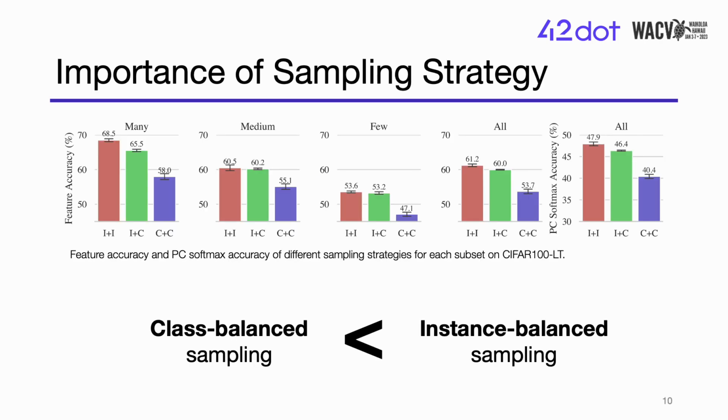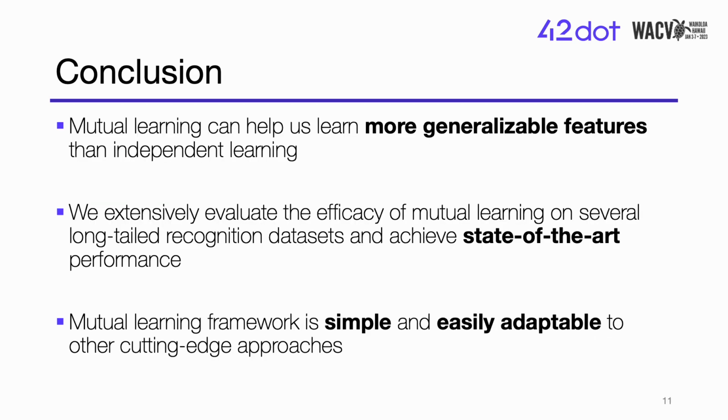In independent training, it has been shown that using instance-balanced sampling produces better representations than using class-balanced sampling. We discovered that this also holds for the collaborative learning framework. We can observe that the sampling strategy which only uses instance-balanced sampling achieves higher overall feature accuracy than those that use class-balanced sampling. Our research shows that mutual learning can help us learn more generalizable features than independent learning. The mutual learning framework is simple and easily adaptable to other cutting-edge approaches.